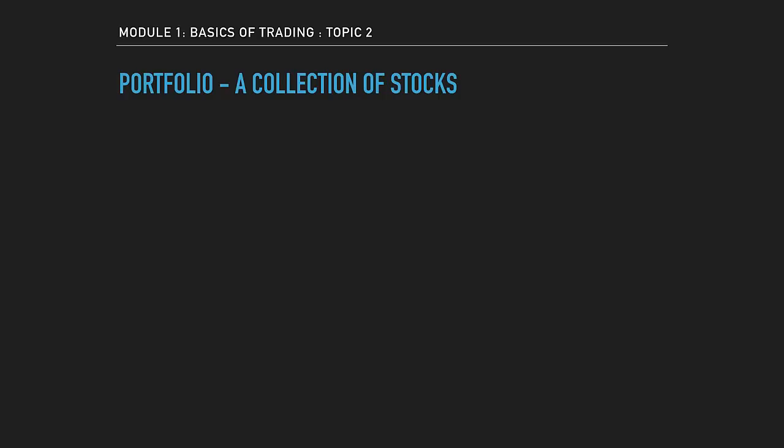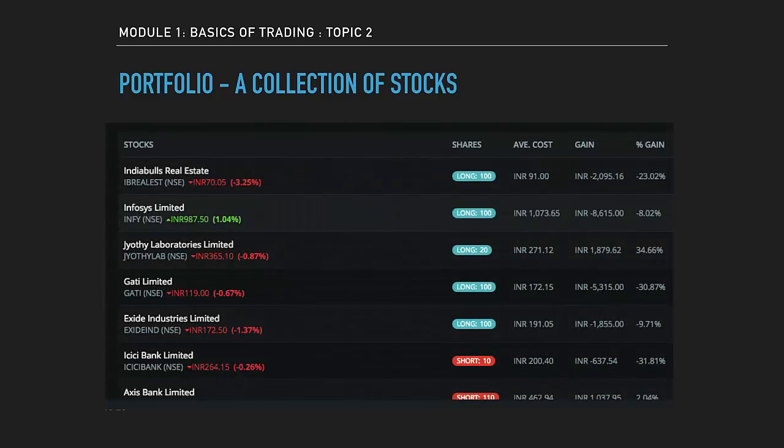So, what is a portfolio? A portfolio is simply a collection of stocks listed in this manner. Every portfolio contains the name of the stock on the left side, the number of shares, the average cost price, the gain or loss absolute values, and a percentage value of the gain or loss. Let's understand each of these columns separately.